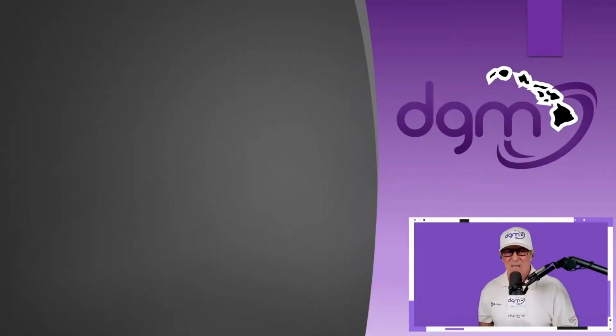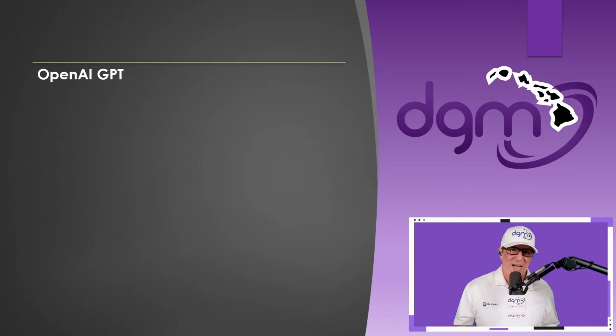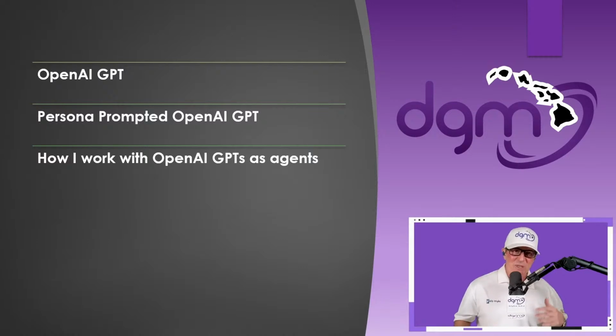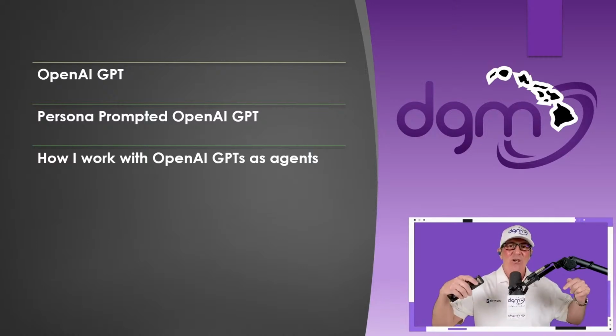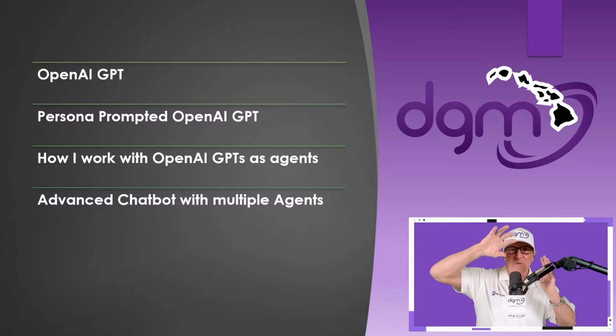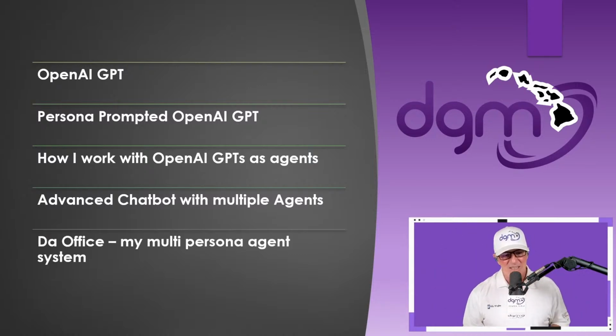And so today, I'm going to show you how to build an OpenAI GPT. We're going to go over what a persona prompted OpenAI GPT is, those are the ones that I use, the ones that I create. It's got to do with the prompt. I write persona prompts. Then I'm going to show you how I work with GPTs as agents inside of ChatGPT by OpenAI. Then I'm going to show you an advanced chatbot that I built that's made up of multiple agents. These are one chatbot with various agents inside of it. And then I'm going to take you into the office, my multi-persona agent system. So are you ready?